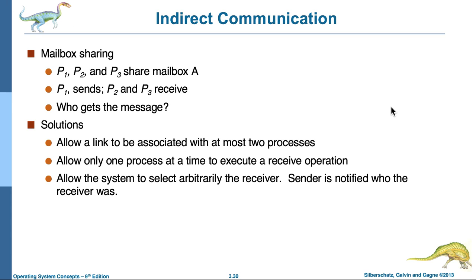And finally, another solution to this problem is really to allow the system to arbitrarily select the receiver. Not the best way, but nevertheless, it is a valid solution, and the sender simply gets notified who the receiver was, right? So three distinct ways to solve the problem where you have three processes sharing a mailbox and one process sends, and we really want to know who finally gets the message, right? Process P2 or P3.